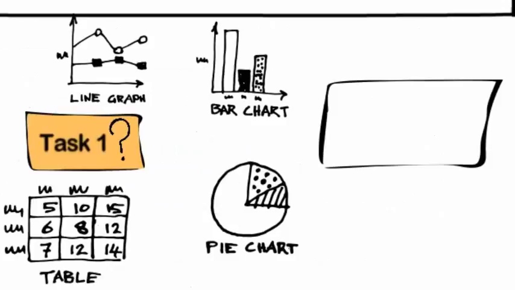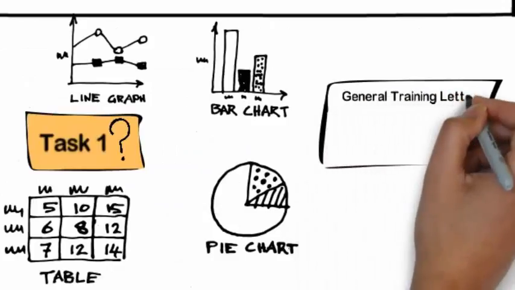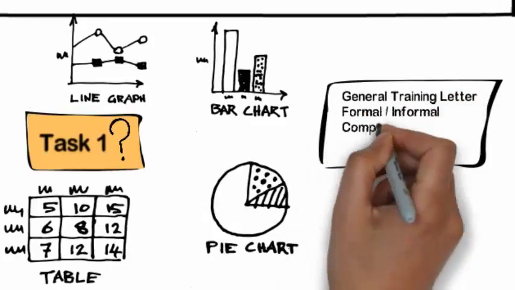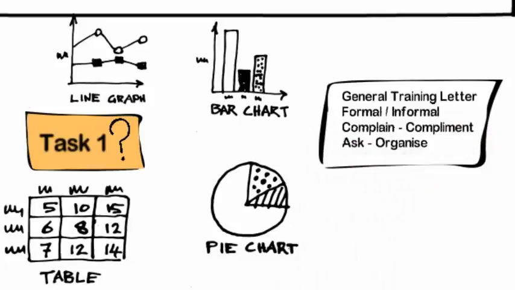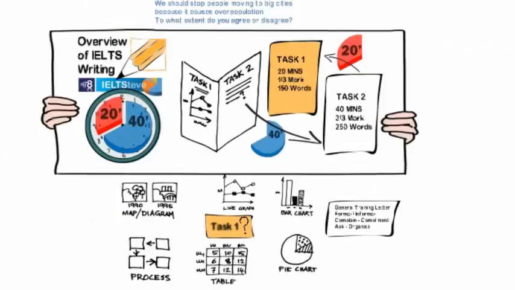Also, if you were writing task 1, general training, you might have to write a letter. Now this would be a formal or an informal letter about these kind of ideas. So that's how you should approach the writing test in IELTS.